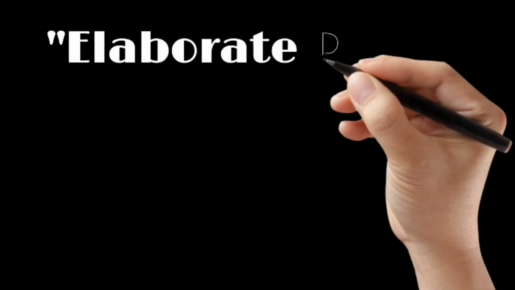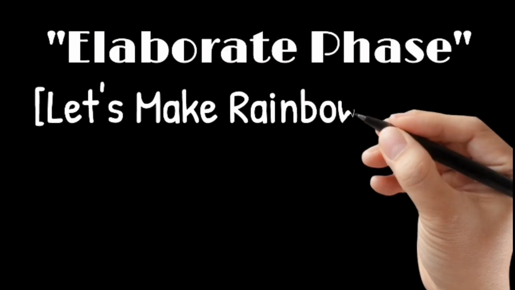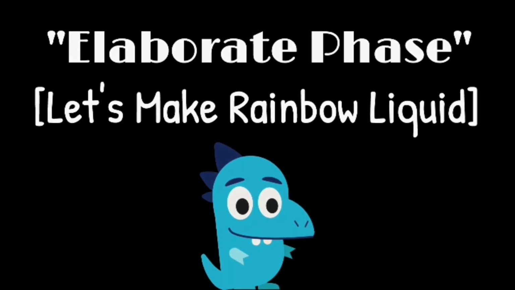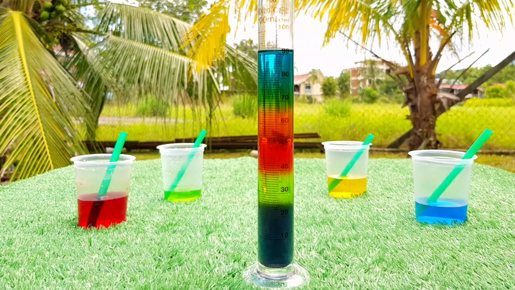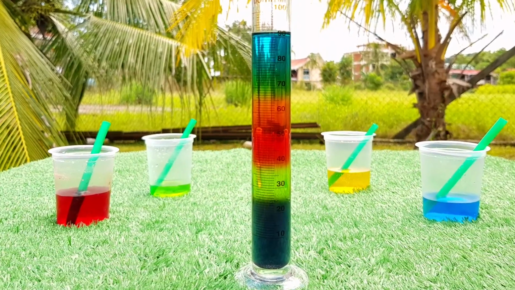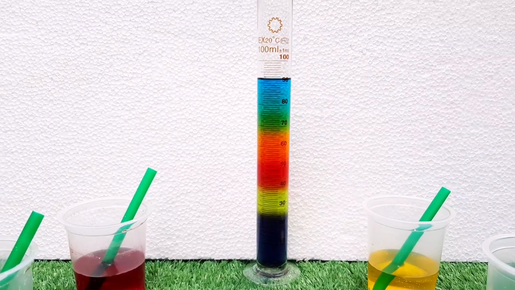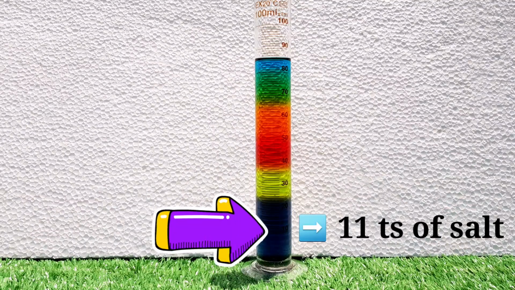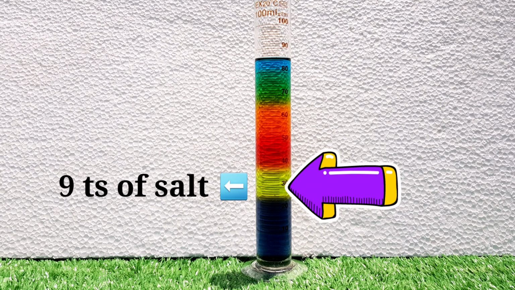Elaborate phase. Let's make a rainbow liquid. This is an example of rainbow liquid. We are going to use 5 different food colorings in this investigation. Here is a sample of how the rainbow liquid looks.